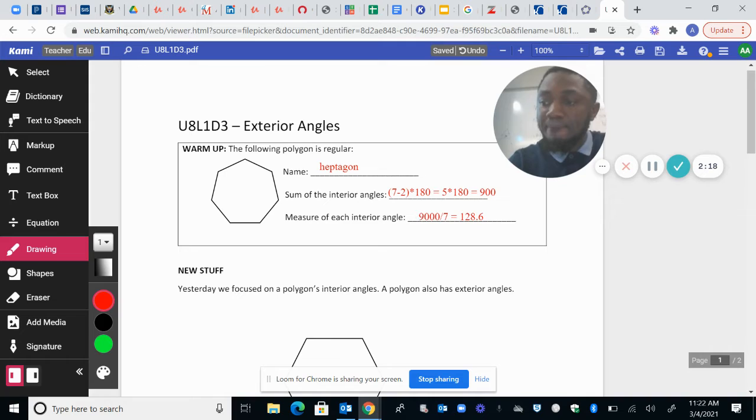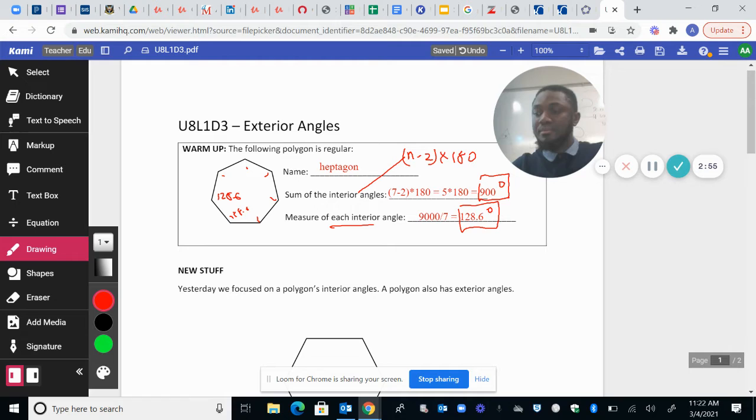So the sum is always n minus 2 times 180, and the outcome is in degrees. Since they asked for the measure of each angle, this is 128.6, this is 128.6, and it goes on like that for the remaining 5 angles. So this also is in degrees. I'm gonna box them.